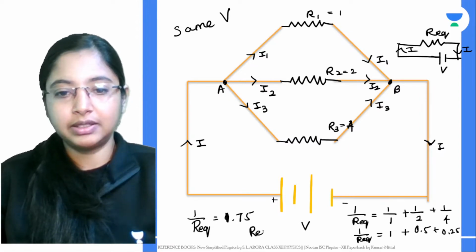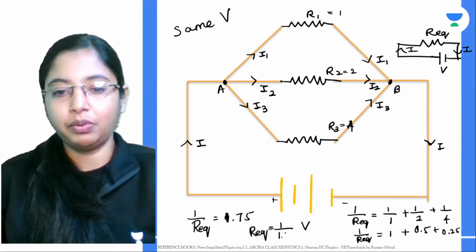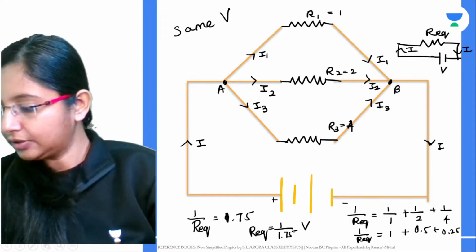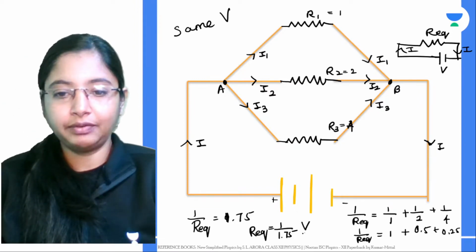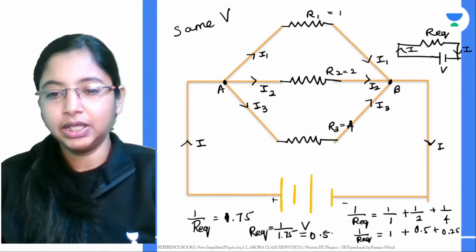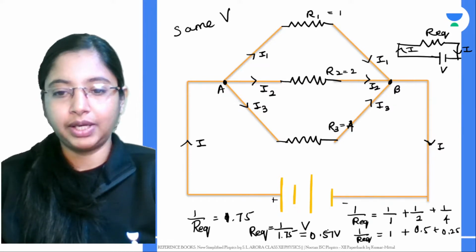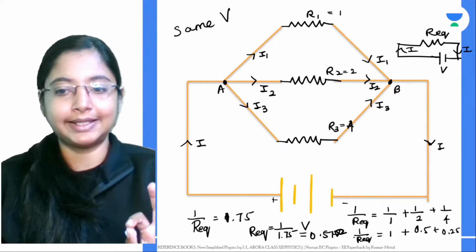So equivalent resistance will be 1 divided by 1.75, right? So 1 divided by 1.75 will basically give you a value of somewhere around 0.57 ohms. That is the equivalent resistance.